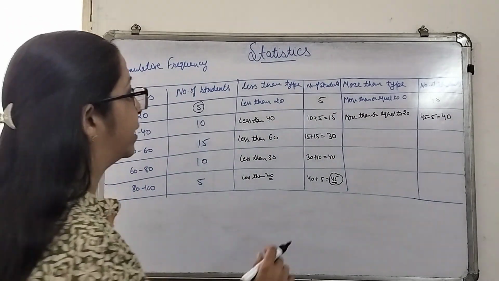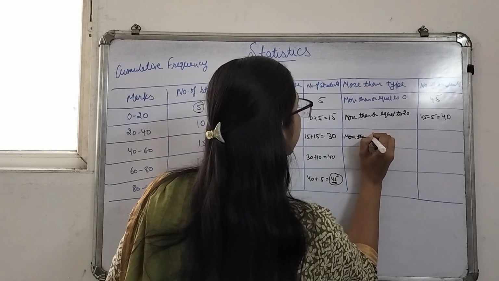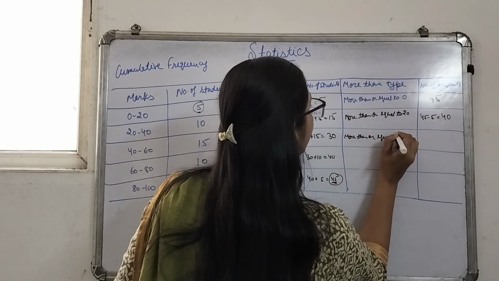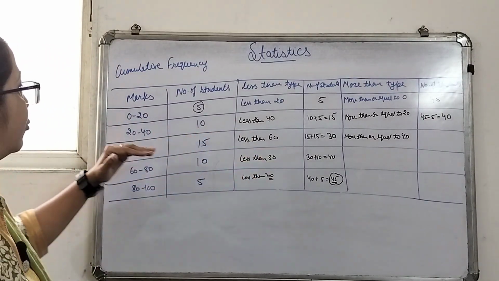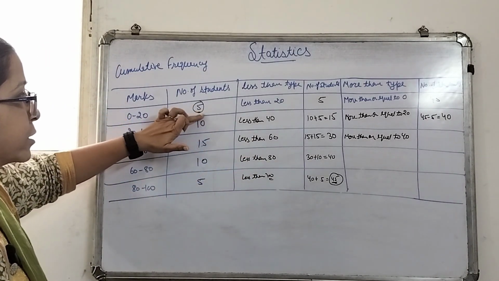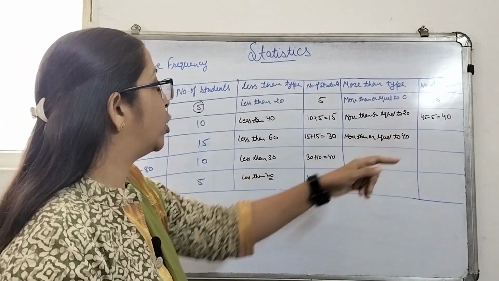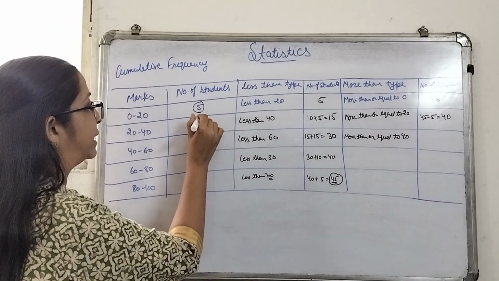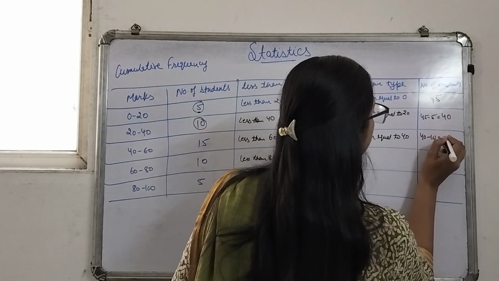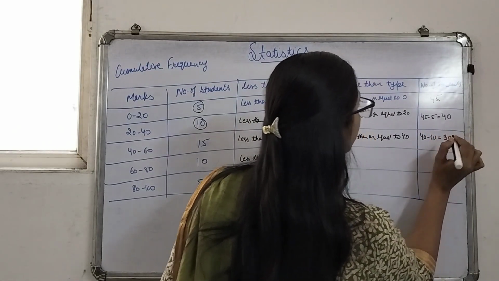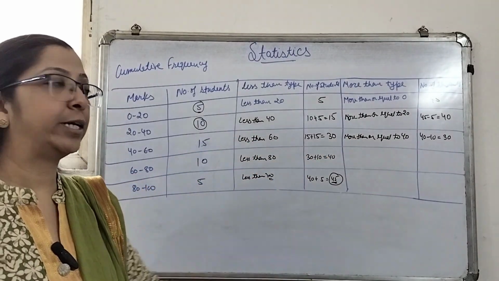Now students who have secured more than or equal to 40. In the case of more than or equal to 40, this will even be excluded. These won't be part of this category. So from this 40, we will be subtracting this 10. So it will be 40 minus 10. That will be 30 students who have secured more than or equal to 40.